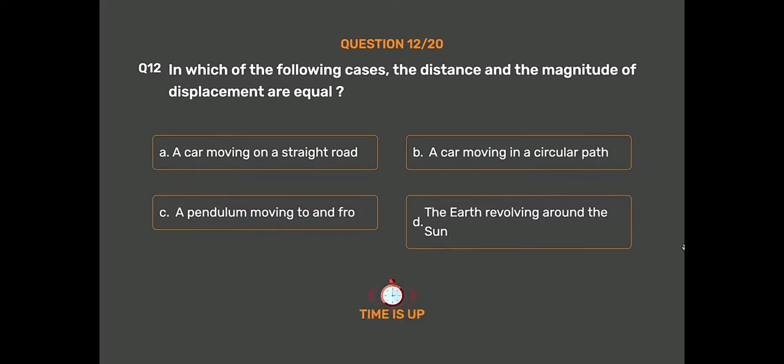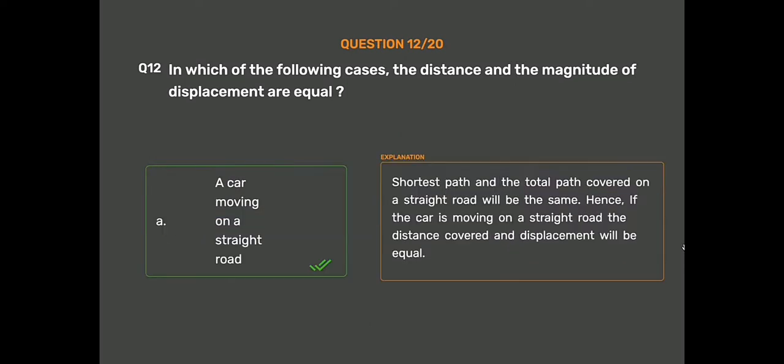The correct answer is option A. A car moving on a straight road. Shortest path and the total path covered on a straight road will be the same. Hence, if the car is moving on a straight road, the distance covered and displacement will be equal.